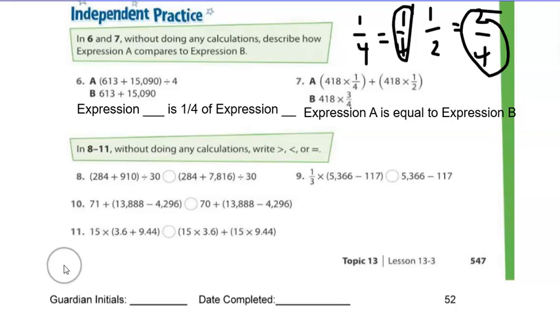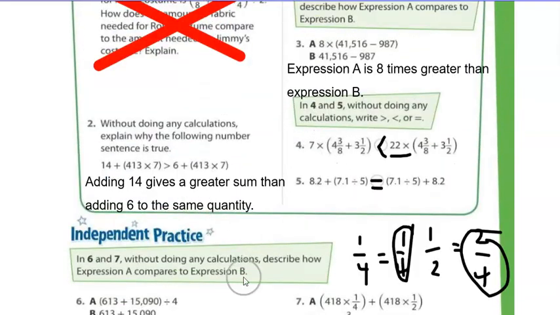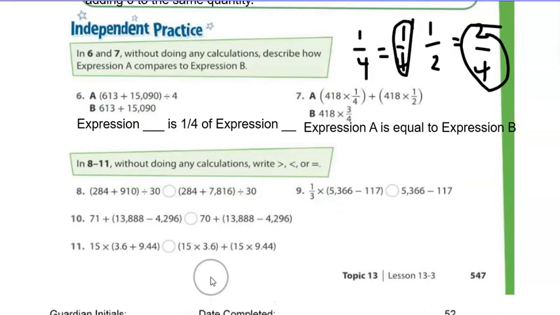All right, so on 8 through 11, those are going to be the same as 4 and 5. You want to determine what is the same and then look at the different parts and see how it compares and tell me if it's greater than, less than, or equal to.